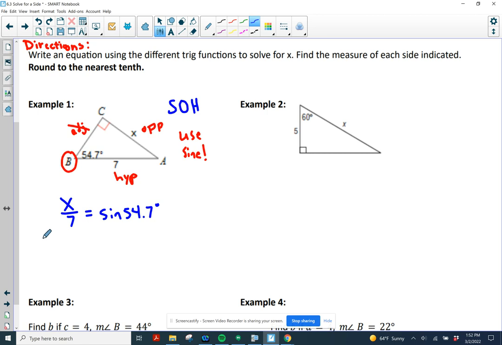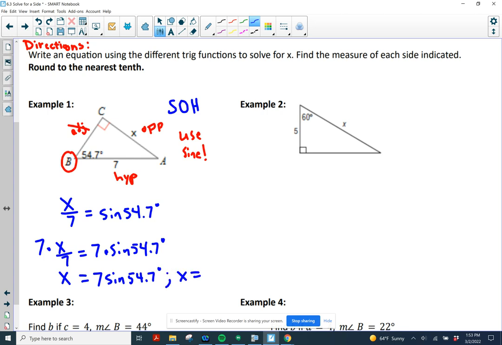So if I take both sides of this equation and multiply by 7, and this one time I'm just going to write it out this way, and then I probably won't do that again. We multiply both sides by 7. This is a multiplication symbol. We're multiplying both sides by 7. Okay, so on the left side, we just get x, because the multiplying and the dividing undo each other. And I'm going to find x by doing 7 times the sine of 54.7 degrees.